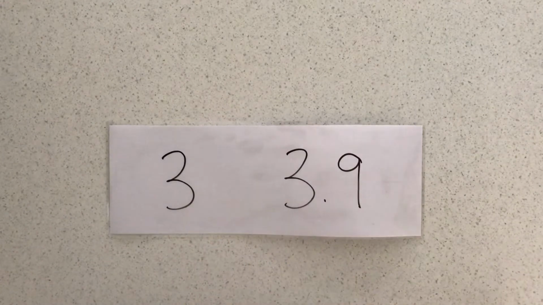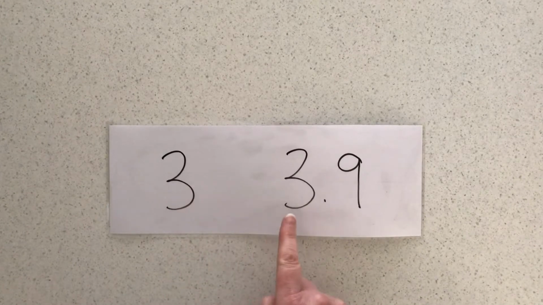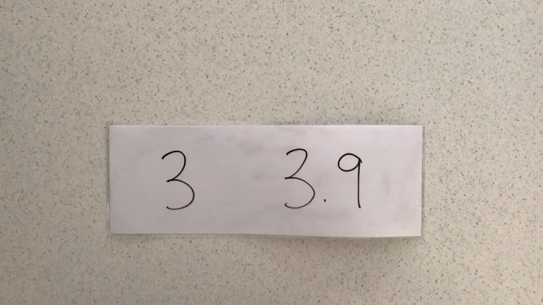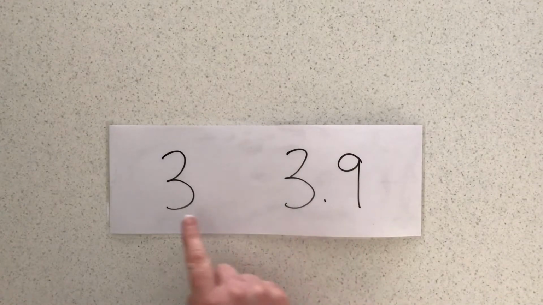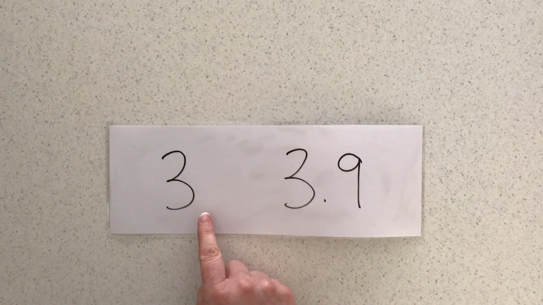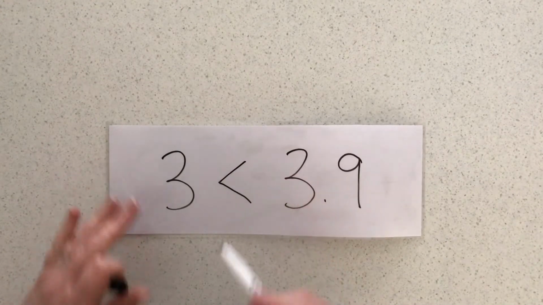3 and 3.9. To compare two numbers, we compare digits with the same place value, starting with the largest place value digit. The largest place value digit is in the ones column. Both numbers have a 3 in the ones column, so we need to look at the digit in the next largest place value column. 3 has no tenths. 3.9 has 9 tenths. 3 is less than 3.9.